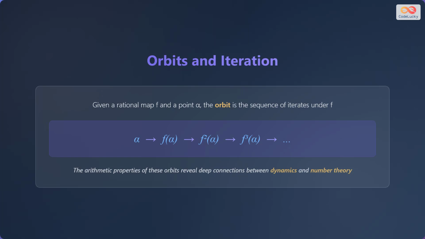Given a rational map f and a point alpha, the orbit is the sequence of iterates under f. The orbit sequence is as follows. Alpha goes to f of alpha, goes to f squared of alpha, goes to f cubed of alpha, and so on. The arithmetic properties of these orbits reveal deep connections between dynamics and number theory.